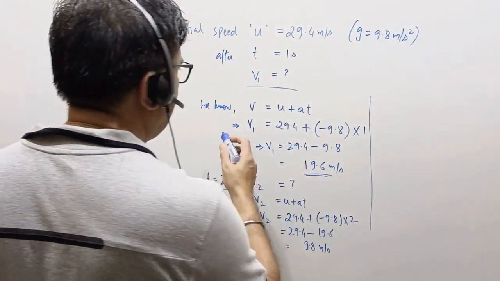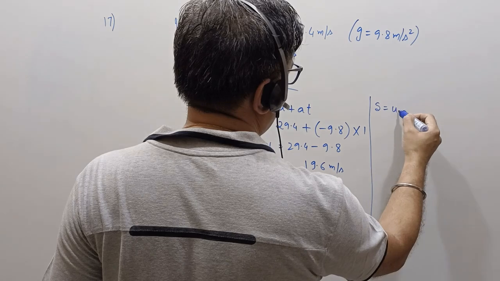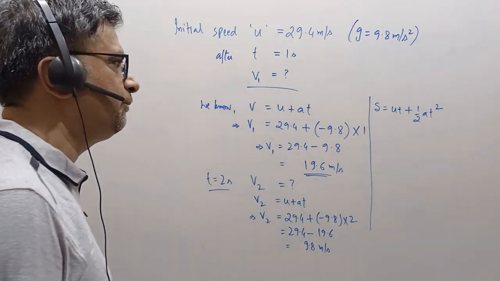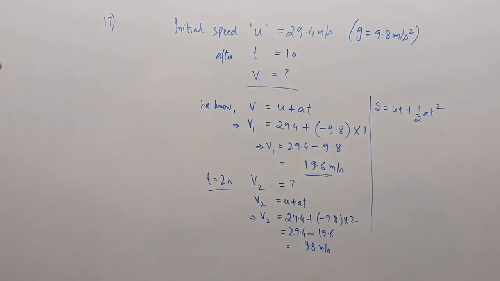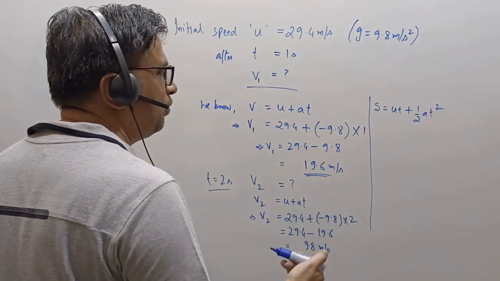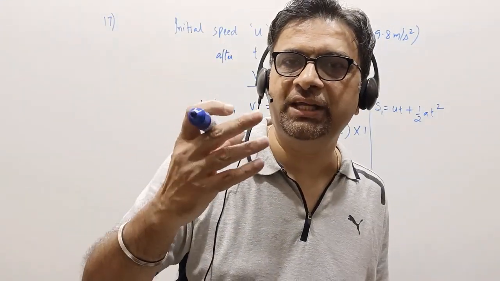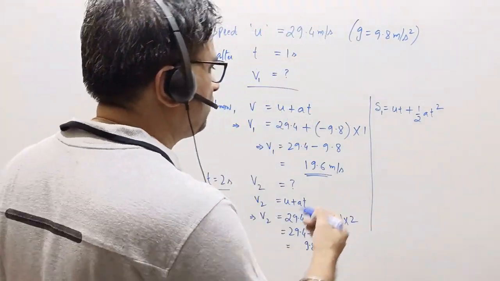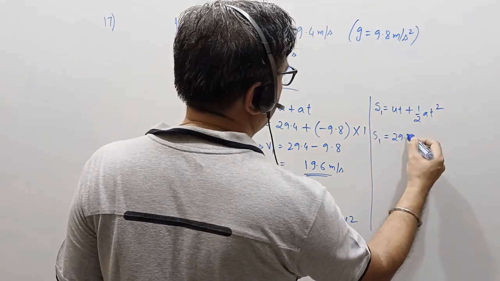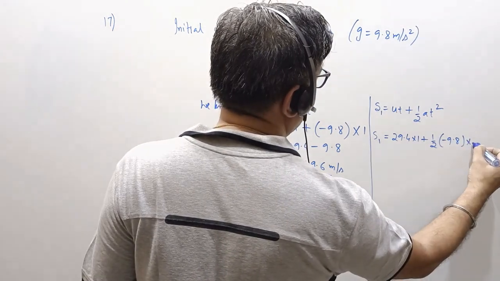So what will be the height after 1 second? Here we have S is equal to ut plus half at square. We can make use of this formula because in this case we know everything. We have information about u, we have information about t, we have information about a. So let us call this S1. What is the height that this body has attained after 1 second is what we are going to calculate here. So S1 will be equal to u is 29.4 into 1 plus half into minus 9.8 into 1 square.